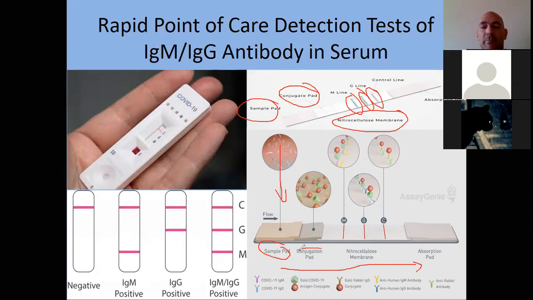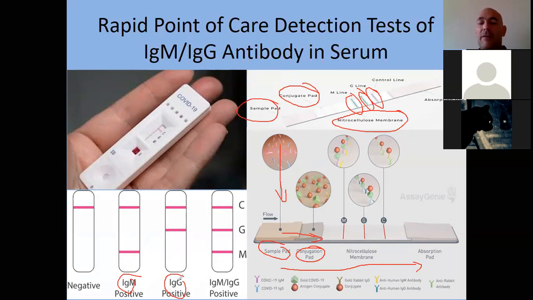Now, in this conjugation pad, okay, you have gold nanoparticles. Gold nanoparticles that are modified to bind to the antibody of the COVID-19, okay? So if the blood sample passes here, and this sample has IgG or IgM, they will bind to gold nanoparticles.